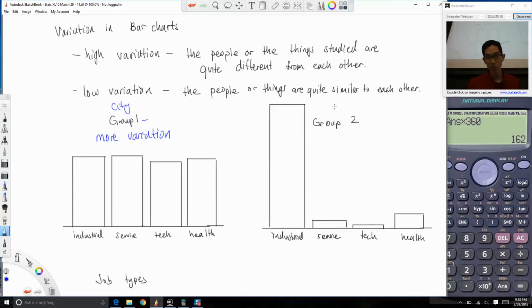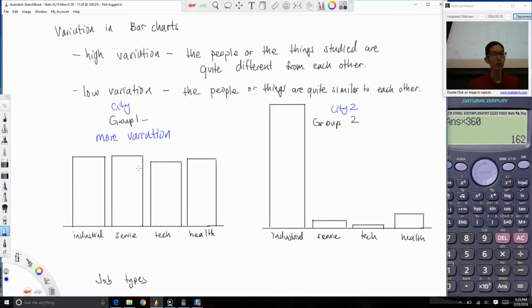So if I rename group 1 to city 1 and city 2: if you go to city 2, pretty much every single person you meet has an industrial type job. You're not going to meet people with different types of jobs. You'll be like, oh, I need to see a doctor, and there's only one or two doctors in town. There's not much variation. Everybody has the same job type here.